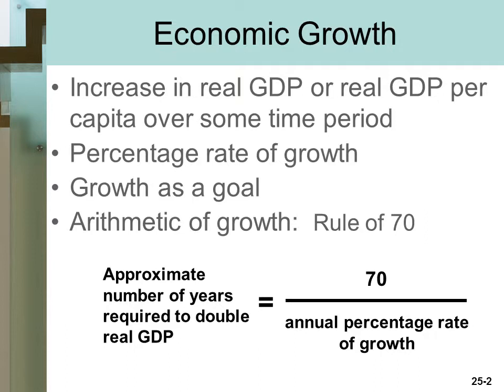So for instance, let me give you a non-economic example. Let's say that it's currently 50 degrees in my room here where I'm lecturing, and let's say it's getting 10% hotter every 7 minutes. Well, we take the 70, divide it by the rate of change, and I said 10%, so 70 divided by 10 is 7. So in 7 periods of 7 minutes, in roughly 49 minutes, it'll be 100 degrees in here. That's the way it works.